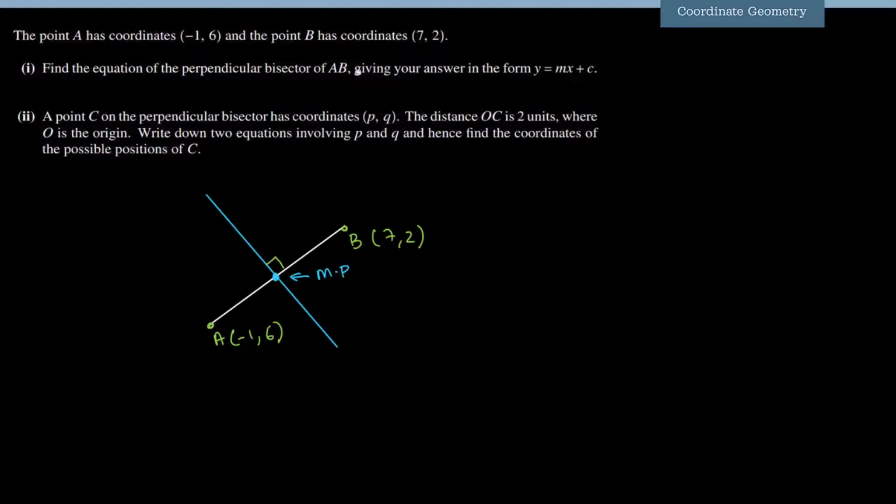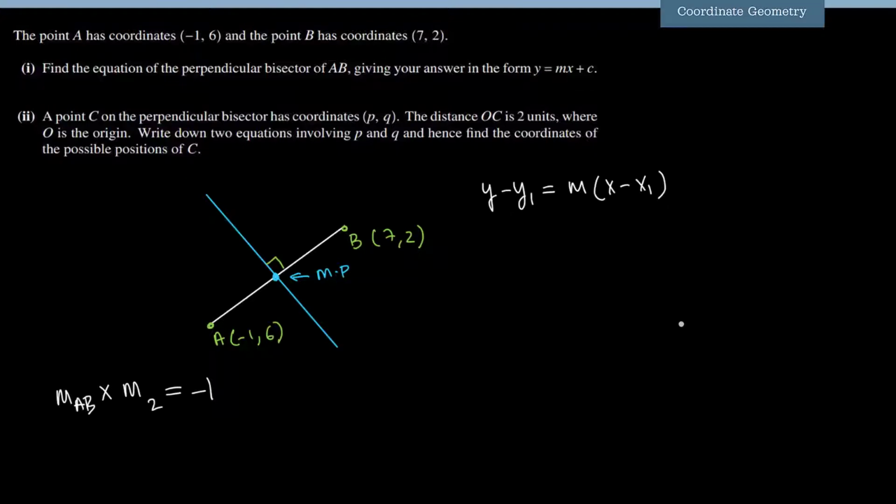In the first part of the question, I need to find the equation of the perpendicular bisector. So we know that we find the equation by using this formula of y minus y1 is equal to m times x minus x1. In order to use this formula, I need to find first the gradient of this perpendicular bisector and I need to know any one point on this line. Well, for the gradient, I can find the gradient of line AB and then use this relationship of the gradient of two perpendicular lines, their product is equal to -1.